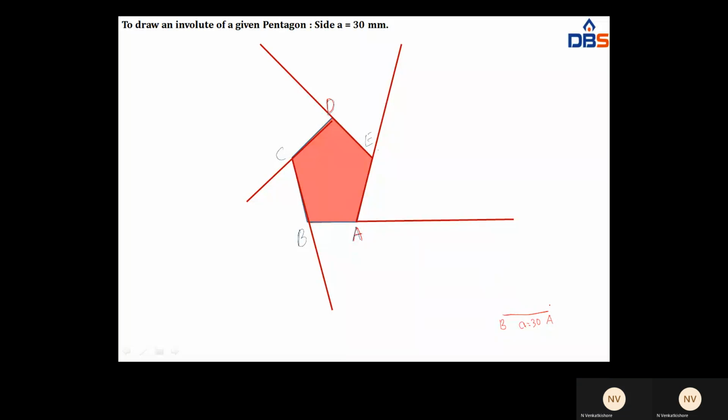After that, like a square, here how many sides? Five equal sides. So at any side, the side length may be equal. So for a pentagon, the angle is 108, which you can easily remember, or otherwise 72 degrees.